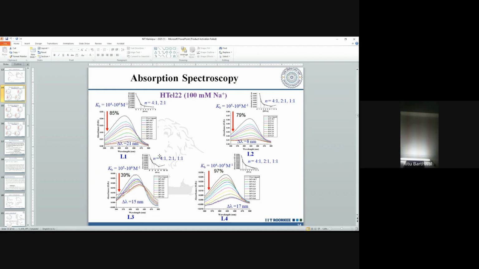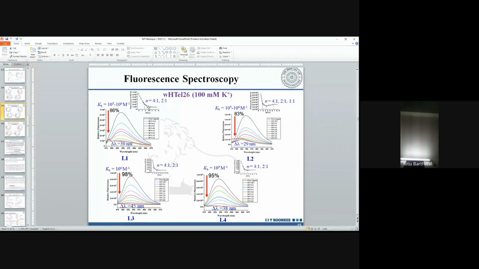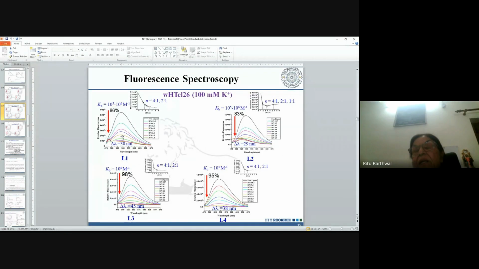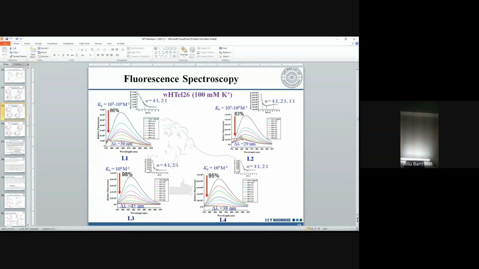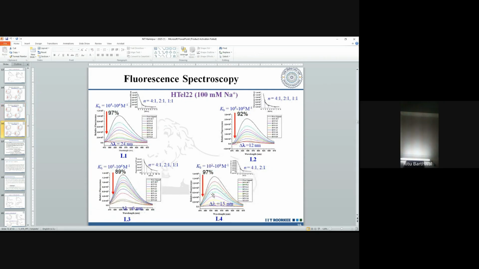So going to slide number 15. This is fluorescence. In exactly a similar way, what we are doing is the fluorescence spectra of the ligand molecule. So we are taking the ligand molecule and we are going on adding DNA. So we are doing a titration. In some cases, you can see we got a shift of 30 nanometer or 38 nanometer or so on. This is another result with sodium, a similar result, but the issue is how do we do the analysis.